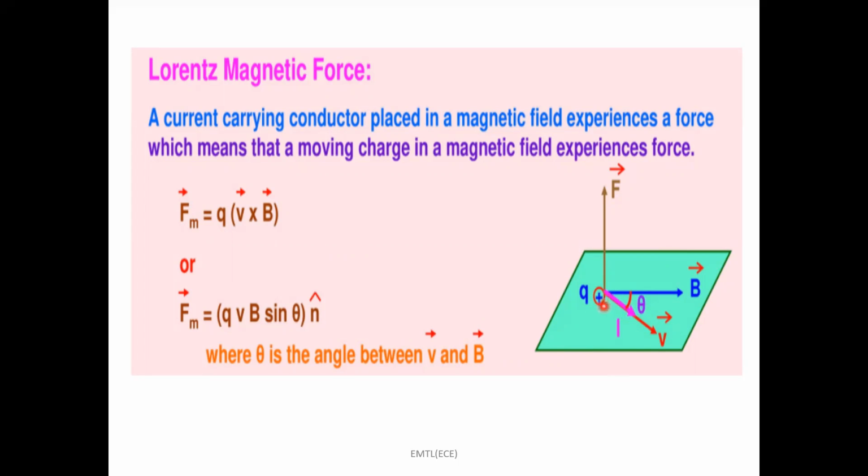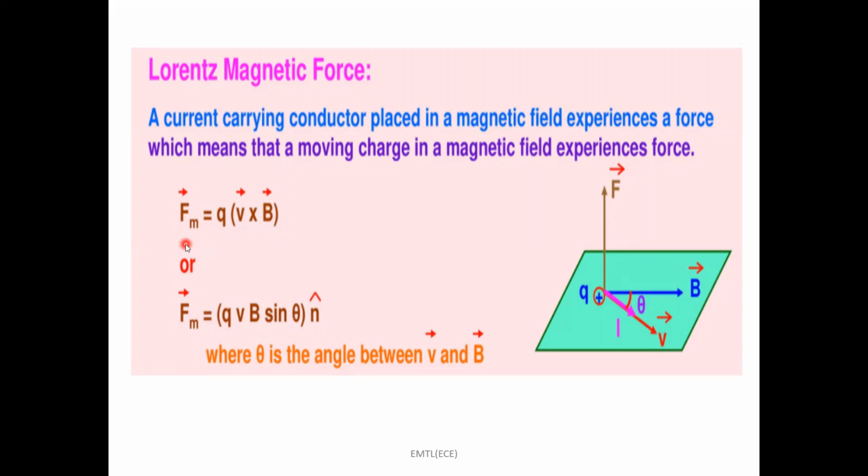Due to the movement of the charge, a current is developed. The direction of the current and the velocity are in the same direction. Now this moving charge is placed in a magnetic field, which has this direction. Due to that, the charge experiences a force called the Lorentz magnetic force, or simply the magnetic force.